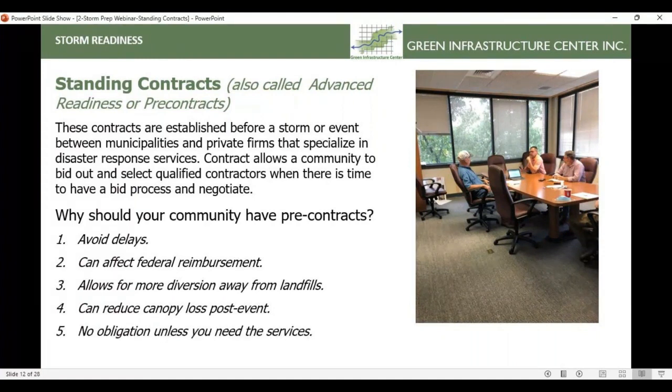And then there's no obligation unless you need these services. So you're not on the hook unless you're actually using the services that are provided. It's a great way to have these contracts in place. It allows you to have that immediate response time. You're getting qualified contractors. You're not having to worry about your federal reimbursement, because you have qualified contractors in place doing the work. But you're not on the hook for paying out for any services unless you absolutely need them.